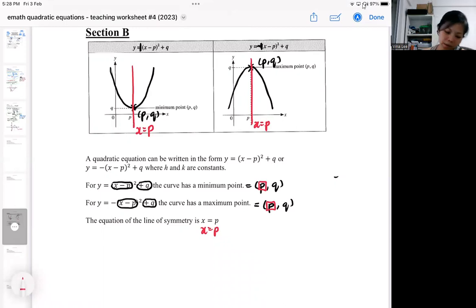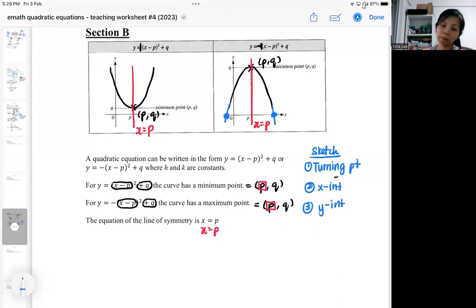Again, this is a sketch, so the same checklist will apply. Turning point: in this case, the completed square gives you the turning point directly. You don't need the x-intercept to calculate the turning point. But you still need the intercept to show. For example, here it cuts somewhere here. So you also need to have the y-intercept. It's the same checklist, it doesn't change.